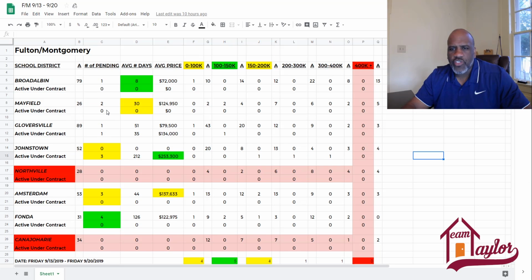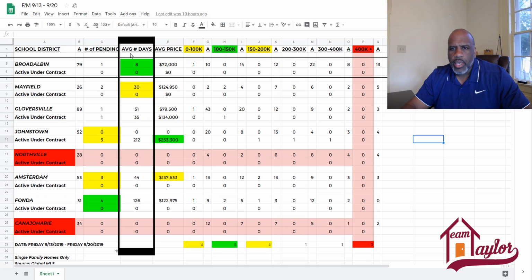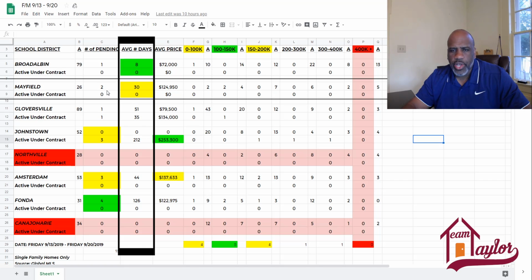As for the average days on market, number one was Broadalbin, 8. They only had 1 transaction, but hey, it was one that was only on the market 8 days, at $72,000. That is definitely low for Broadalbin, but maybe it's a fixer upper. As for second place, Mayfield, their 2 transactions averaged 30 days on the market.